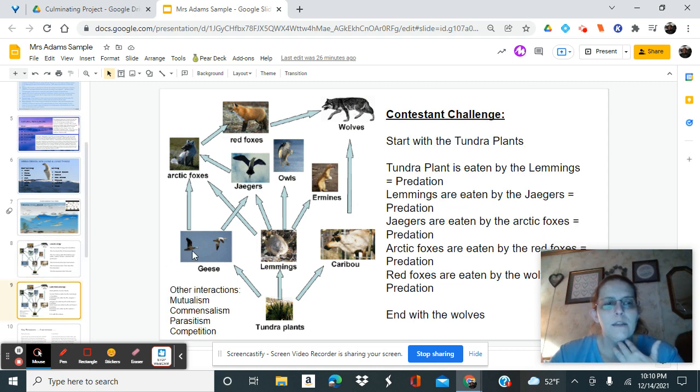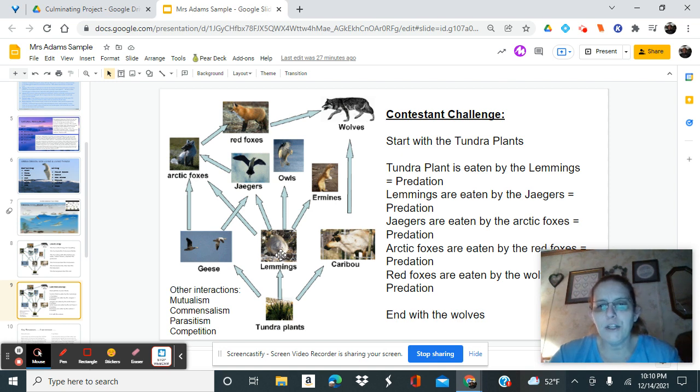All right, this is the pattern of interactions. This is that contestant challenge. So I'm going to use the same picture. The picture didn't change, and that's not a problem. So what I did was I said, okay, I'm going to start with my tundra plant. My tundra plant is eaten by the lemming. All right, here we go, right here.